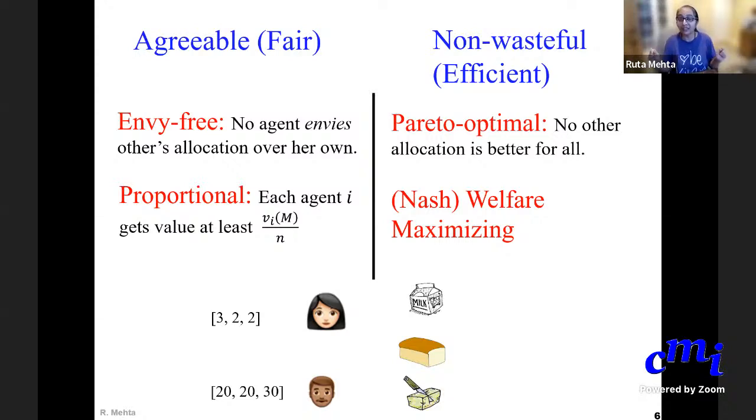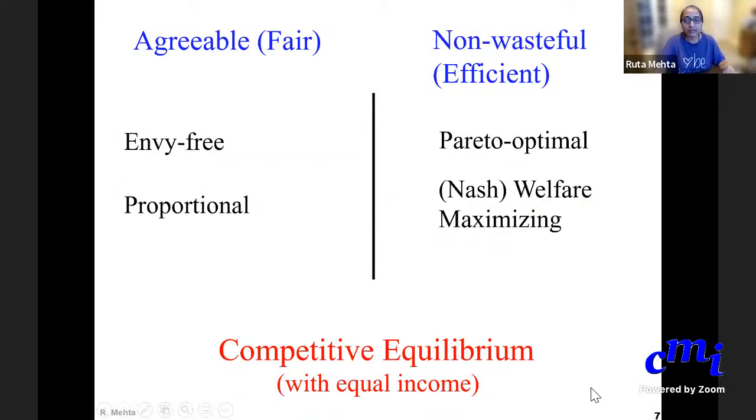But Nash welfare is maximizing the product of the values. If you maximize the product of the values, you will never give everything to one person, because the other person will get zero utility, and zero multiplied with anything is zero. So the product forces you to do a little bit of equal or fair division.